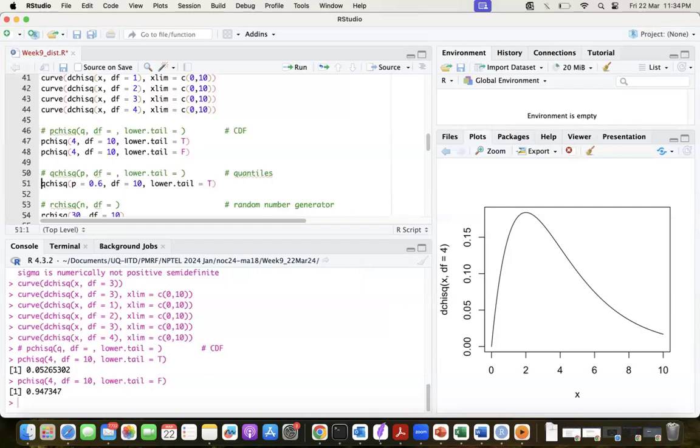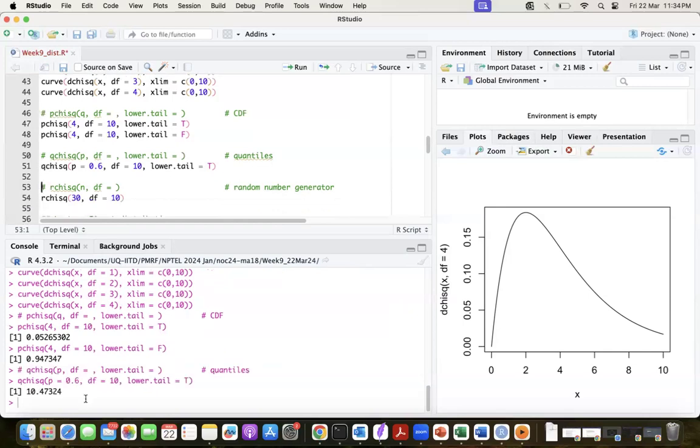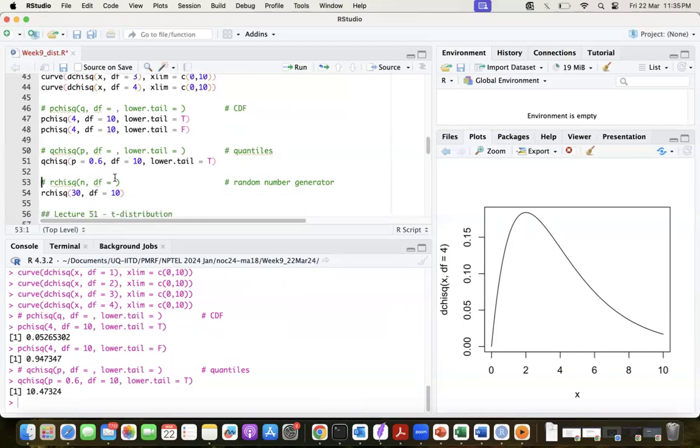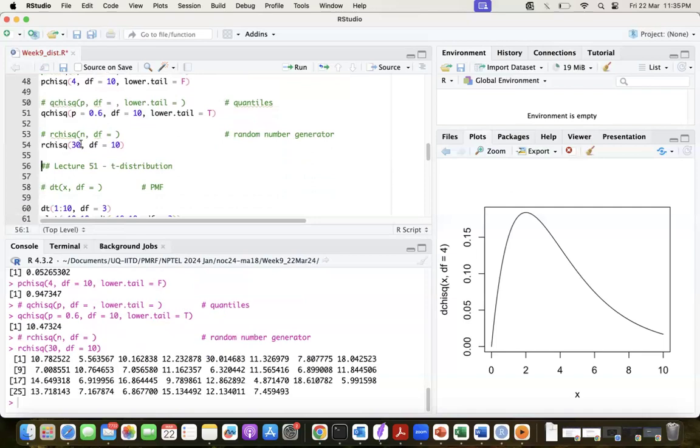Quantiles again tell you at what value you get 60% of your data. If you run this, it's going to give you that for a degree of freedom 10 plot, at the value 10, you get 60% of the area covered. And then of course you can do random number generation as well. So 30 random numbers with 10 degrees of freedom. This is what those numbers are.